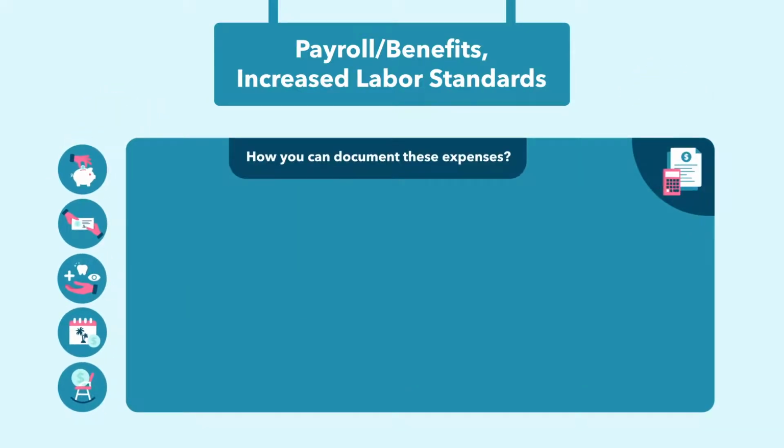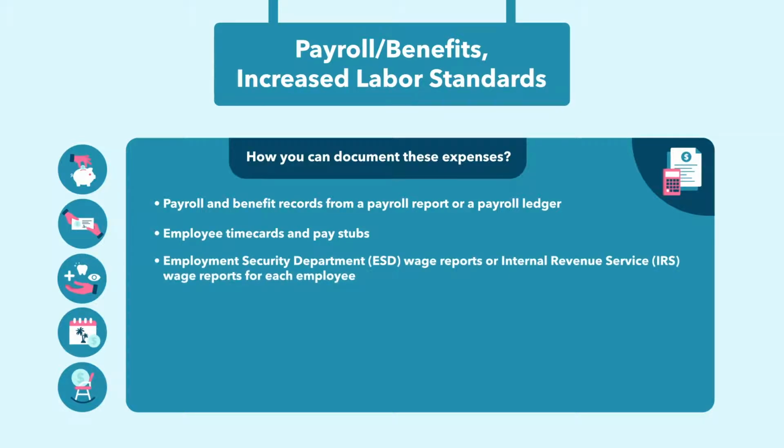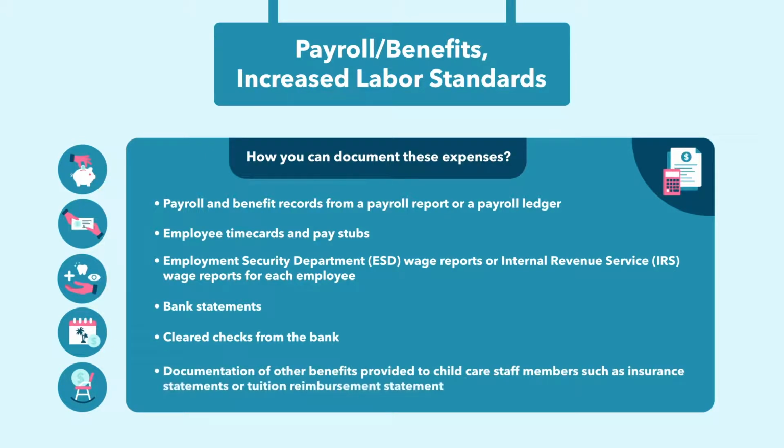This is how you can document these expenses: payroll and benefit records from a payroll report or a payroll ledger, employee time cards and pay stubs, Employment Security Department wage reports or Internal Revenue Service wage reports for each employee, bank statements, cleared checks from the bank, documentation of other benefits provided to child care staff members, such as insurance statements or tuition reimbursement statements.